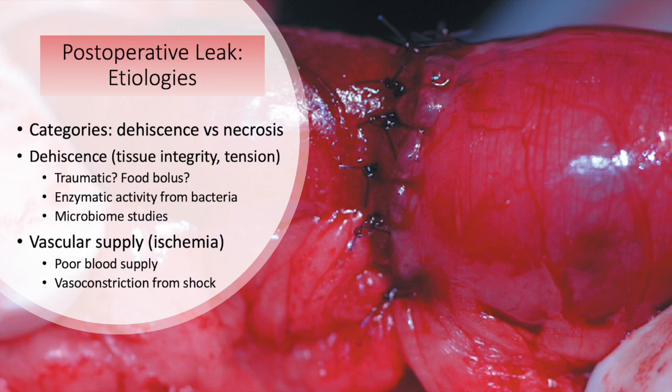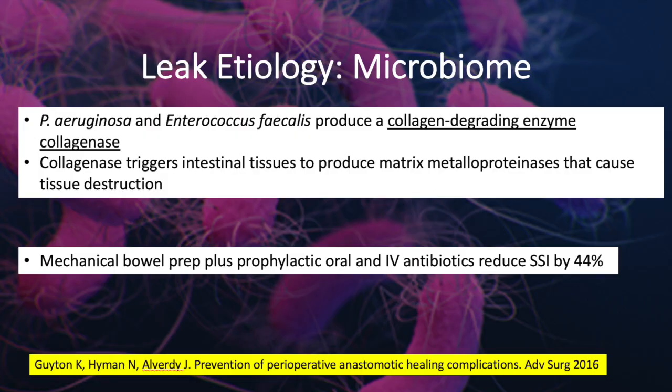Vascular supply is clearly critically important and can be compromised from either surgical technique or patient factors. Despite good technique and blood supply, leaks still occur. We can look to the possible impact that the microbiome has on the anastomosis.